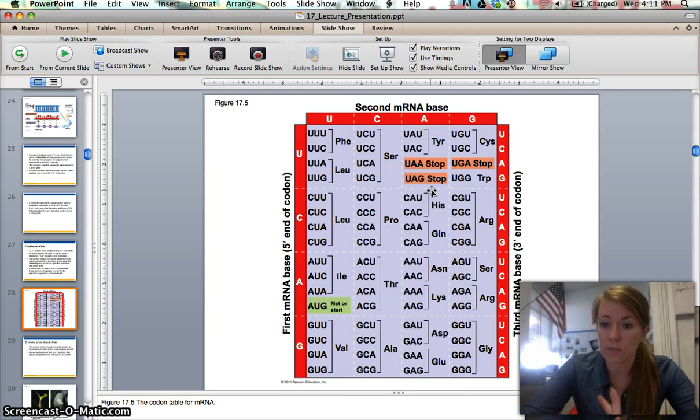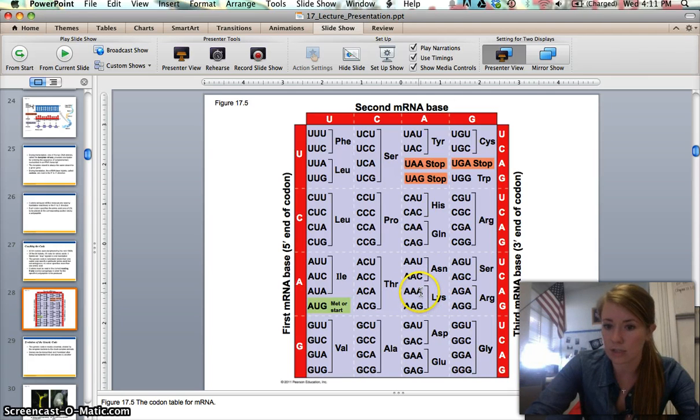But it turns out that the third base, so with these guys right here, the UCAG, UCAG, the very third ones, don't matter as much. For example, if the codon reads AAA and the anticodon reads UUC, they don't match up.